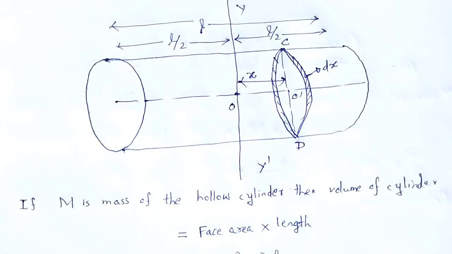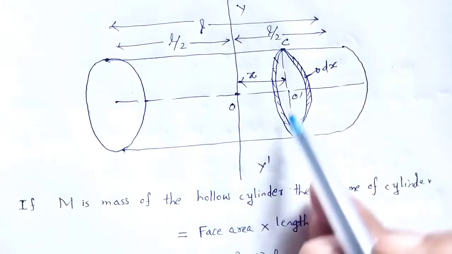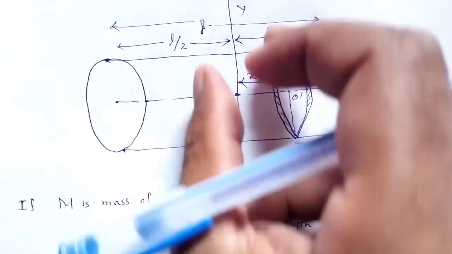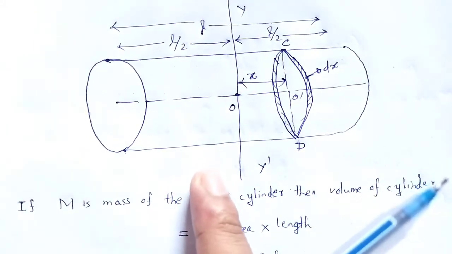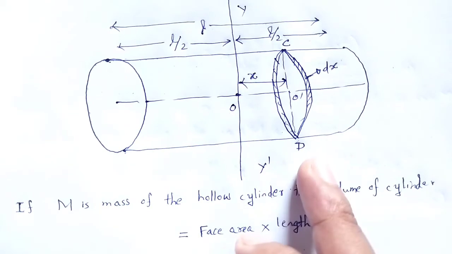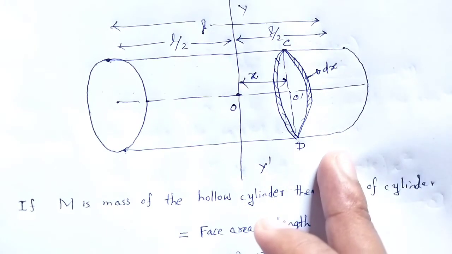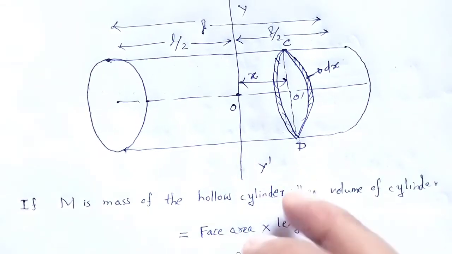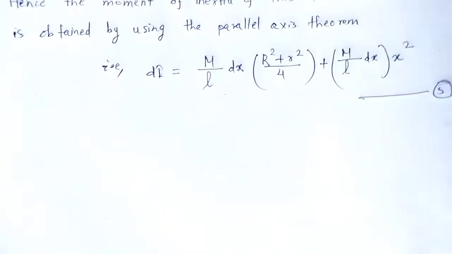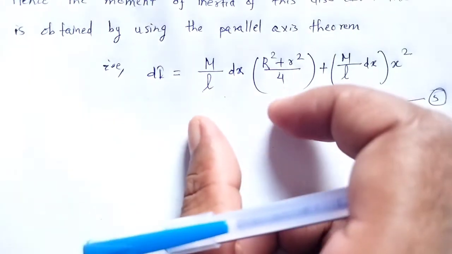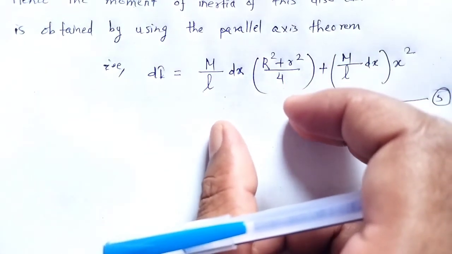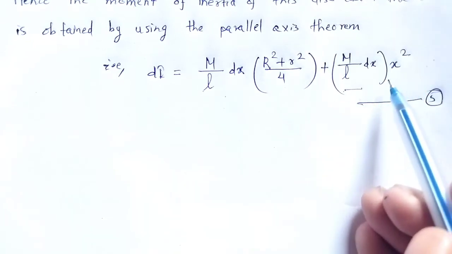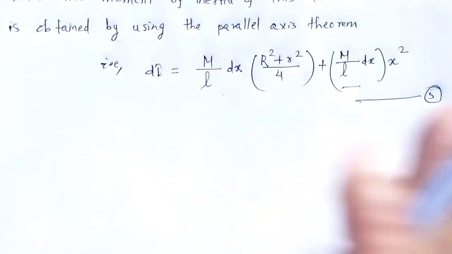Look at the figure. We use the parallel axis theorem, that is the moment of inertia is equal to I CM plus m r square, that is I CM, the moment of inertia at the center of mass, plus mass into the square of the distance between them. We use that parallel axis theorem: the moment of inertia at the center of mass, and then mass, times the square of the distance.